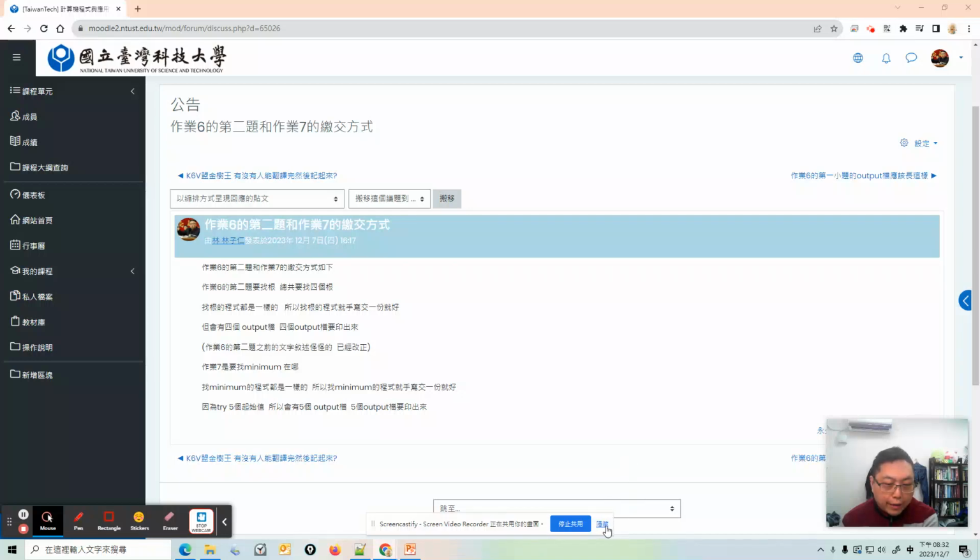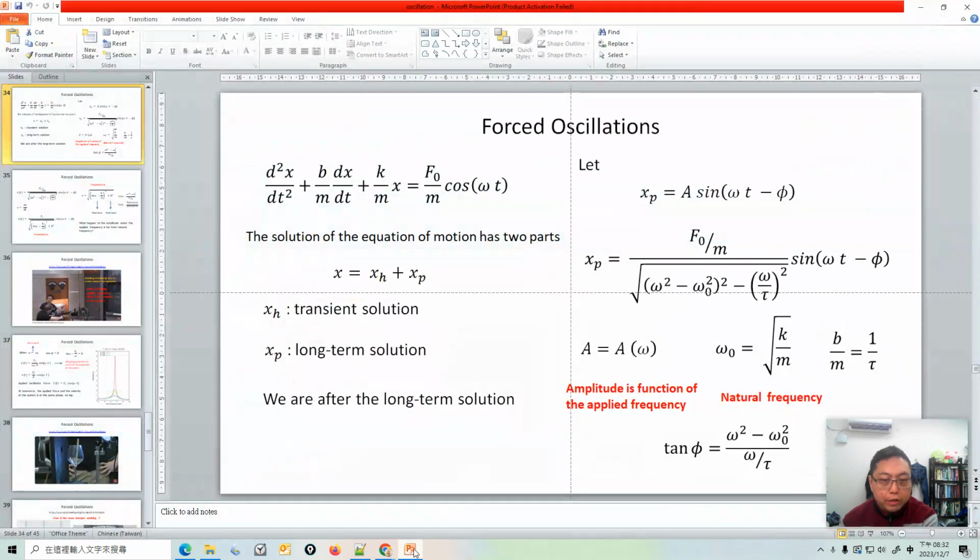Hello everyone. This video is the second part of the forced oscillation. In the previous video, we solved the particular solution, or long-term solution, of the equation of motion for forced oscillations. The very important result is that we get the amplitude, and the amplitude is a function of omega.